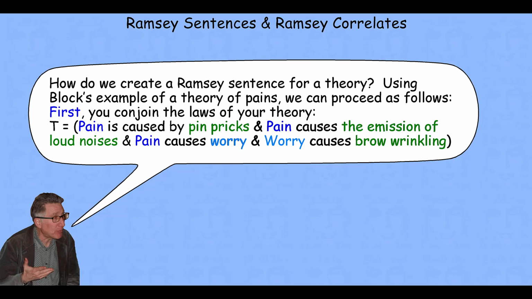So we relate our theoretical lexicon or language, pains and worries and so on, to our observational lexicon or language, pinpricks, the emissions of loud noises, brow wrinkling. That allows us to understand those theoretical terms without importing in anything more than the relationships and the observations that are implied by our theory. So let's see how that works.